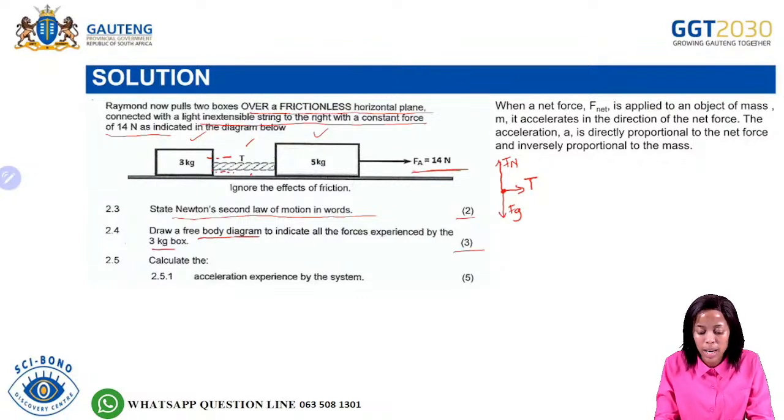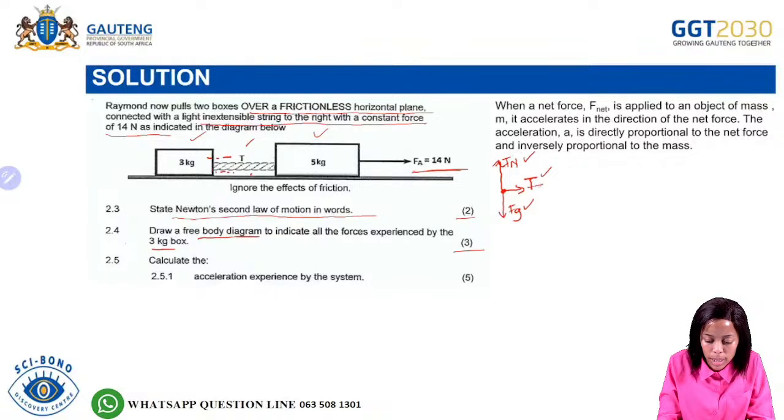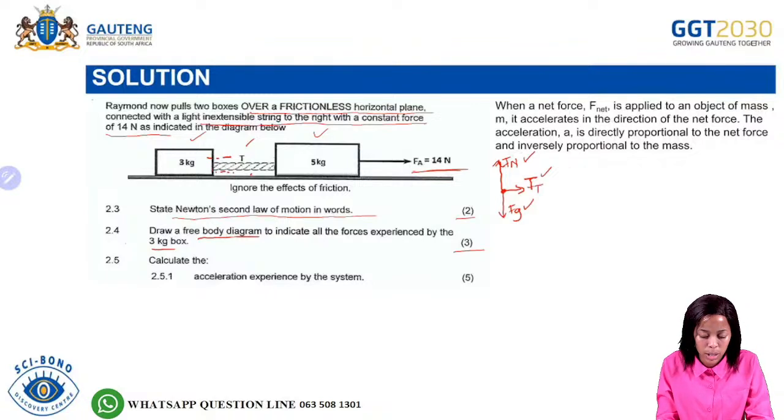So again, the mark allocation is what? It is 3 marks there. So that means that you will get a mark for the normal force, a mark for the tension, and also a mark for the gravitational force. So let me use this one, as I'll also use it in terms of calculations. Then 2.5, calculate the acceleration experienced by the system.